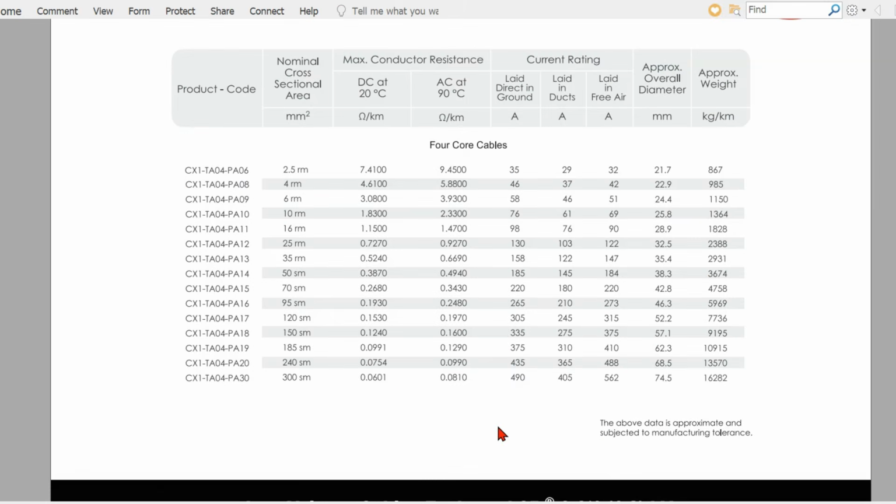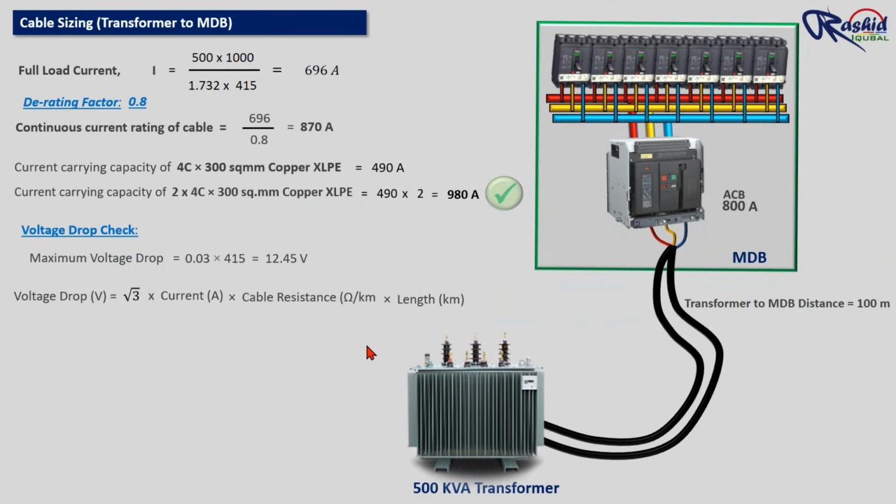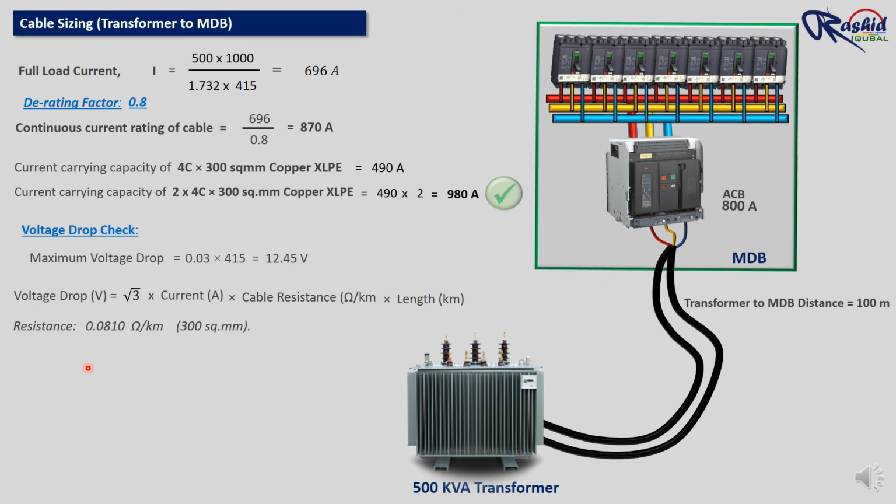Here you can see the resistance of 300 square mm cable is 0.0810 ohm per kilometer. Since we are installing 2 runs of 300 square mm cable, the effective resistance will be half. That is, resistance of 2 runs of cable equals 0.0810 divided by 2, equal to 0.0405 ohm per kilometer. This is the total resistance if we install 2 runs of cable.